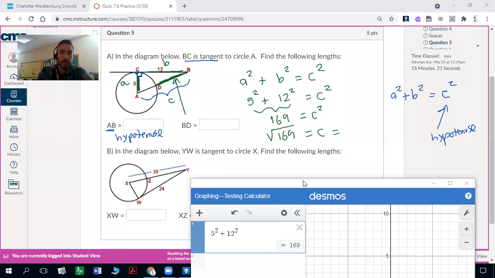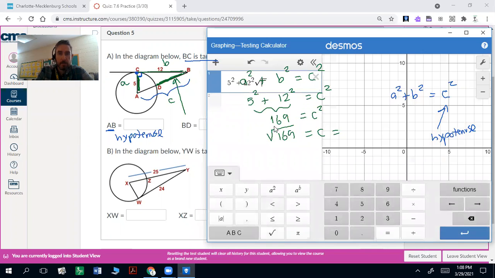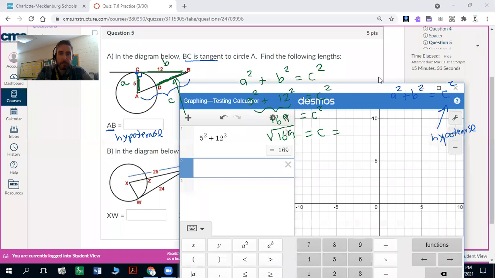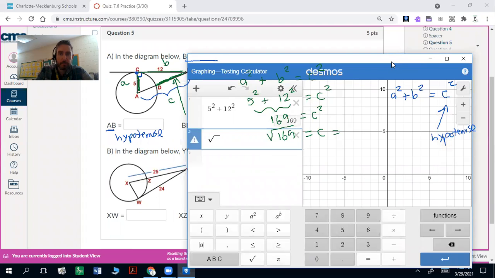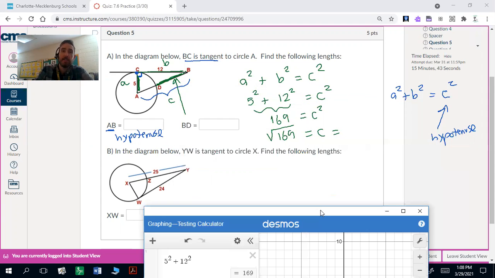So the square root of 169 is, let's do that down here, 13. So the hypotenuse is 13 units long. C is 13 units long. And that'll be this length here. So that's going to be AB.